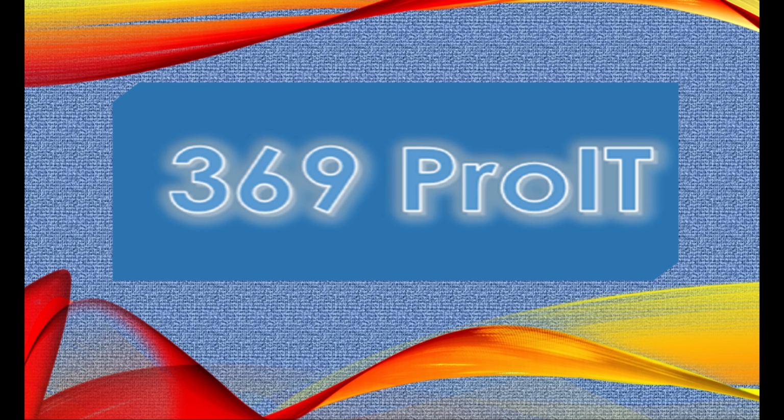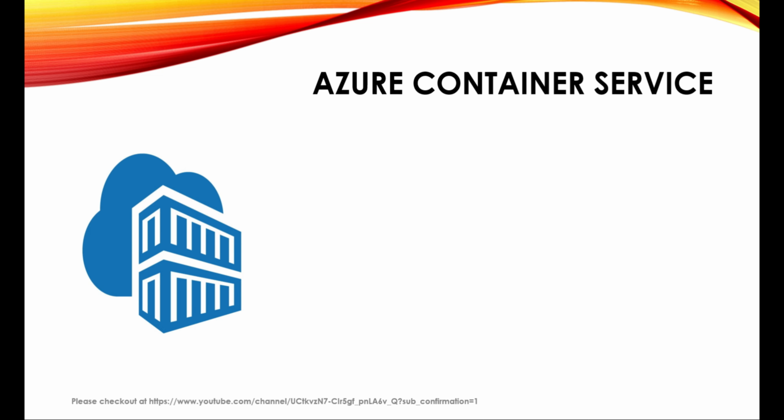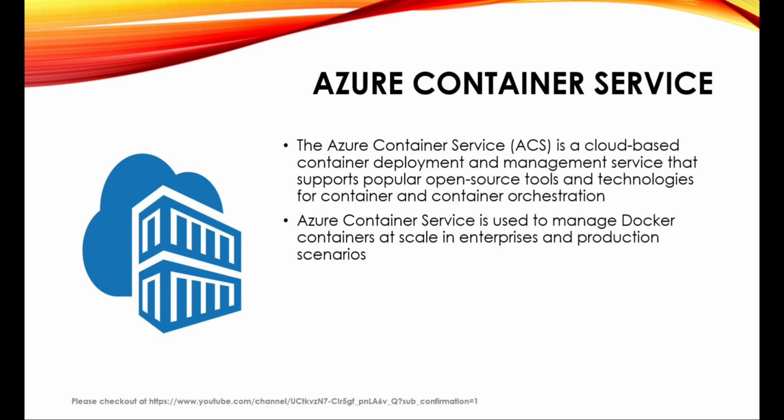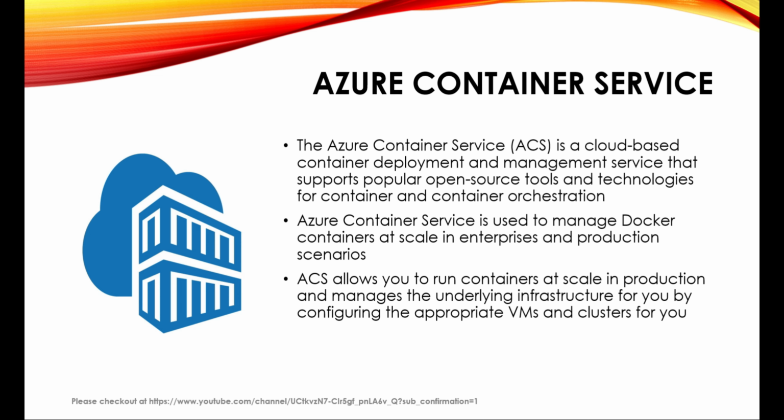Welcome back to ProITians. So let's continue with our discussion about Azure containers. All right. So Azure Container Service, in short also referred to as ACS, is a cloud-based container deployment and management service that supports popular open source tools and technologies for container and container orchestration. Azure Container Service is used to manage Docker containers at scale in enterprise and production scenarios. It allows you to run containers at scale in production and manages the underlying infrastructure for you by configuring the appropriate VMs and clusters for you.